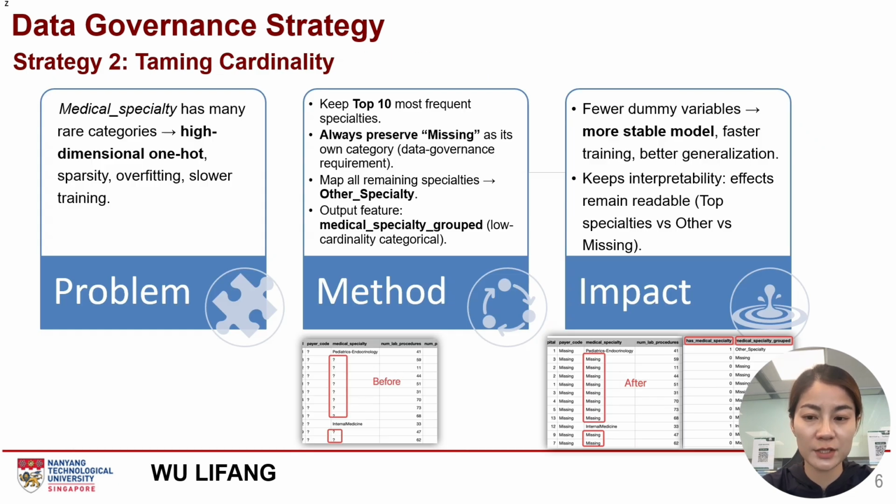Here, we address a practical modeling issue. Medical specialty contains many sparse categories, which can cause one-hot encoding to explode in dimensionality, increasing sparsity, training cost, and overfitting risk. Our solution is frequency-based grouping. We keep the top 10 most common specialties to preserve signal, and we explicitly retain the missing category as a governance requirement. Every remaining specialty is mapped into a single bucket, other specialty. The result is a low cardinality feature, medical specialty grouped, and that reduces dummy variables, improves model stability and generalization, and keeps interpretation straightforward: top specialties versus other versus missing.